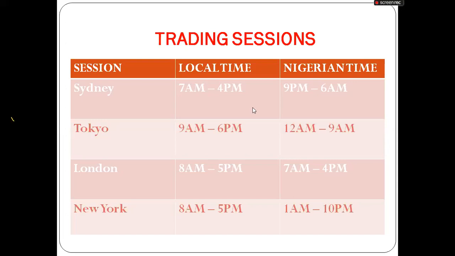Now, in their various local times, the Sydney session starts 7 a.m. to 4 p.m. They are in their various local time, like the Sydney country time. There are some countries that are affiliated to this Sydney time: Australia, New Zealand, and other countries within that axis. So their operation time, when Forex starts for them, is 7 a.m. to 4 p.m. And then we have the Tokyo session. Their own local time starts from 9 a.m. to 6 p.m.